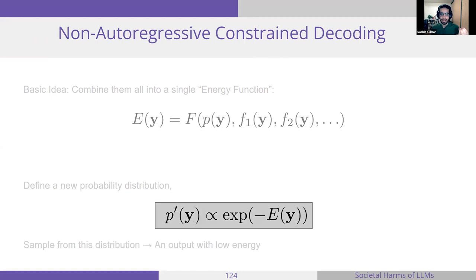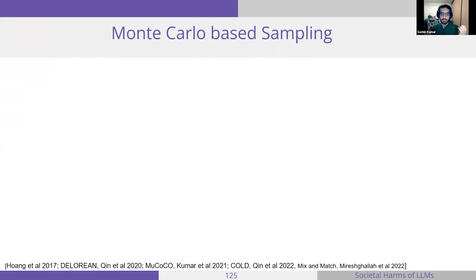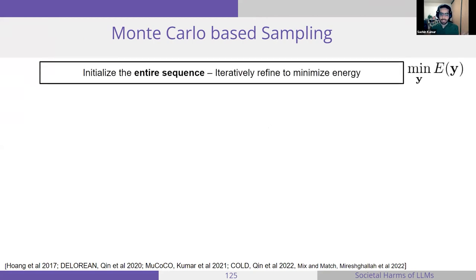Now there are two questions that we can ask here. How do we sample from this distribution in a non-autoregressive way? And how do we define this energy? In the interest of time, I will only focus on how we sample, in very brief detail. And if there are questions later, we can talk about how the energy function is computed too. So, you know, we want to sample the entire sequence at once. And the approaches to solve this problem follow something called iterative refinement, which is also more formally called Monte Carlo sampling.